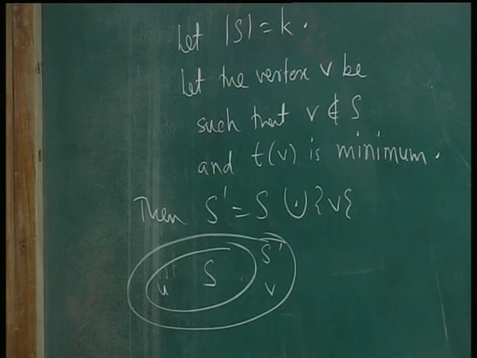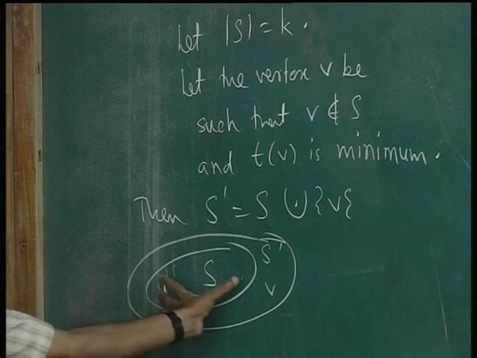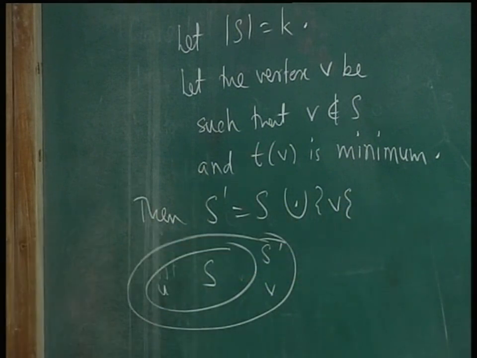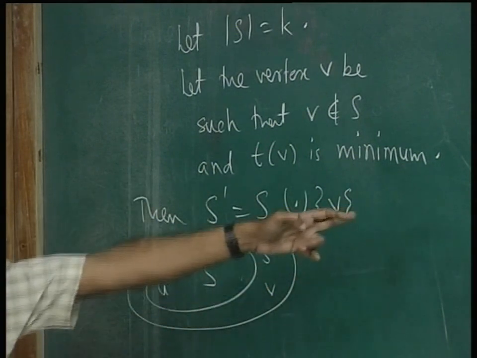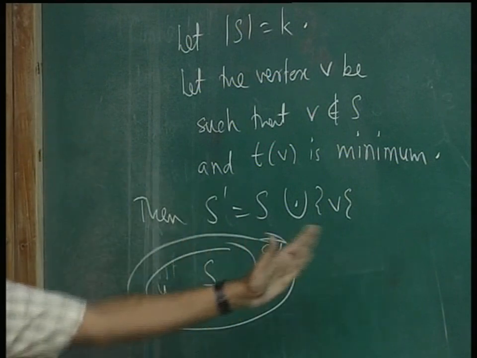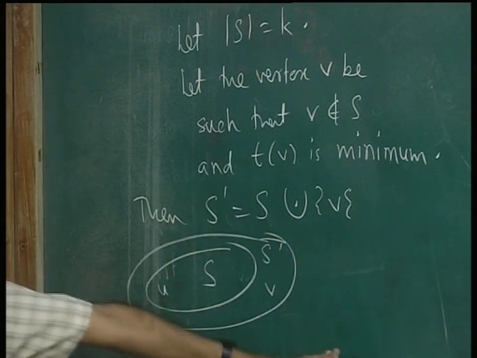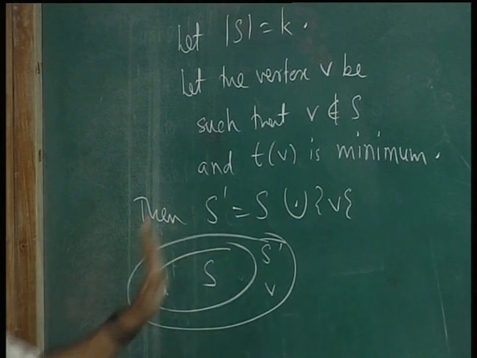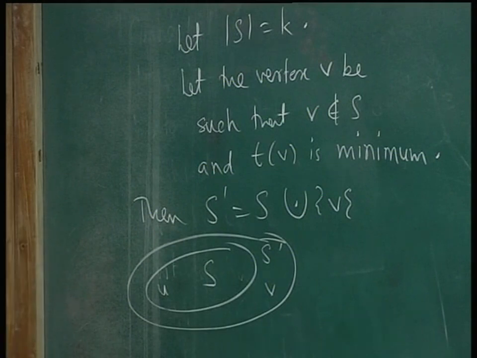To say that there is no such V amounts to saying that T of V is equal to infinity for every V outside S. And that just means that there is no path at all from S to anything outside, which means there is no path from U to anything in V minus S. And that just means that you can only reach the vertices that are there in S. The remaining vertices cannot be approached at all.